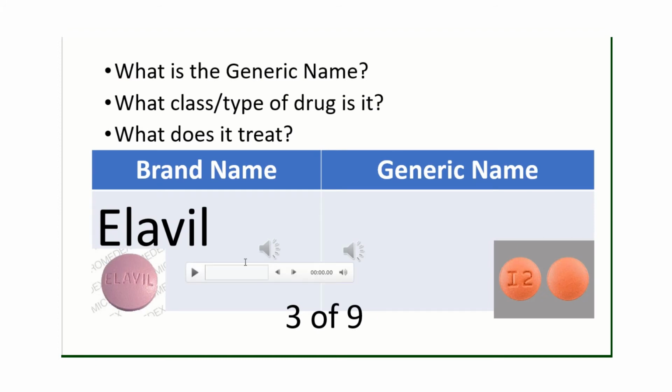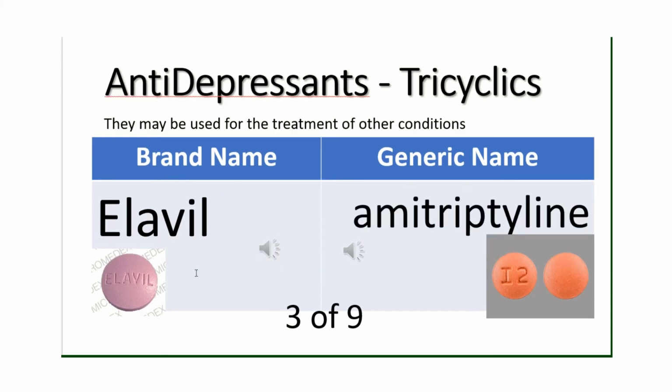What is the generic name for Elavil? What type of drug is Elavil? What does Elavil treat? The generic name for Elavil is amitriptyline. Elavil and amitriptyline are tricyclic antidepressants. They may be used for the treatment of other conditions.